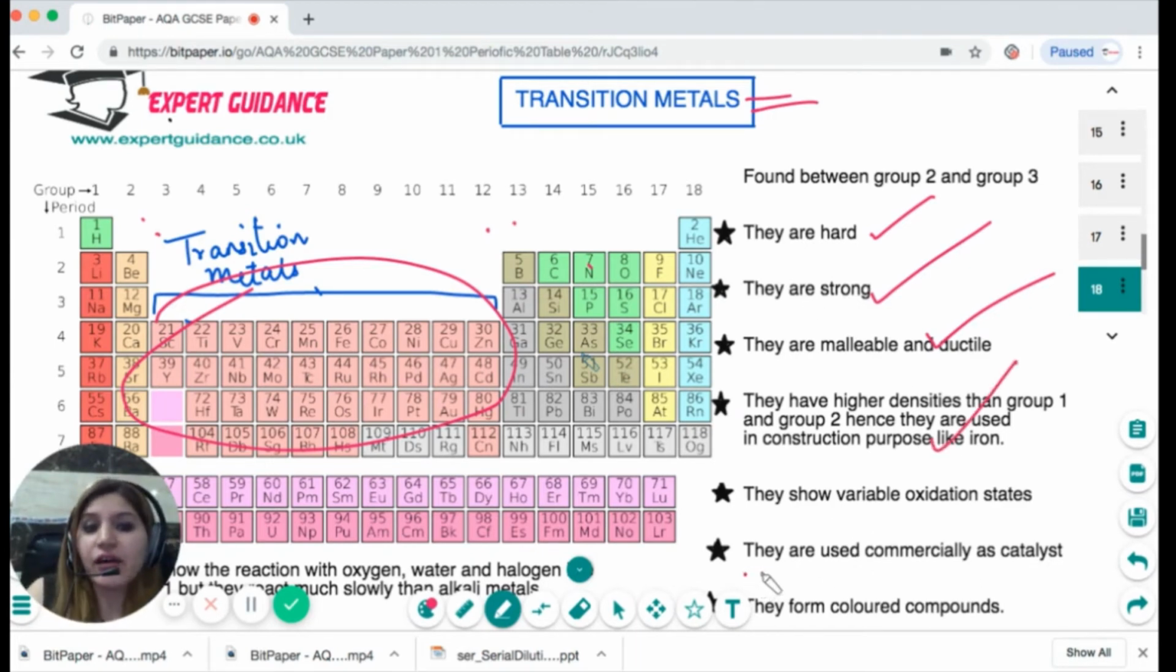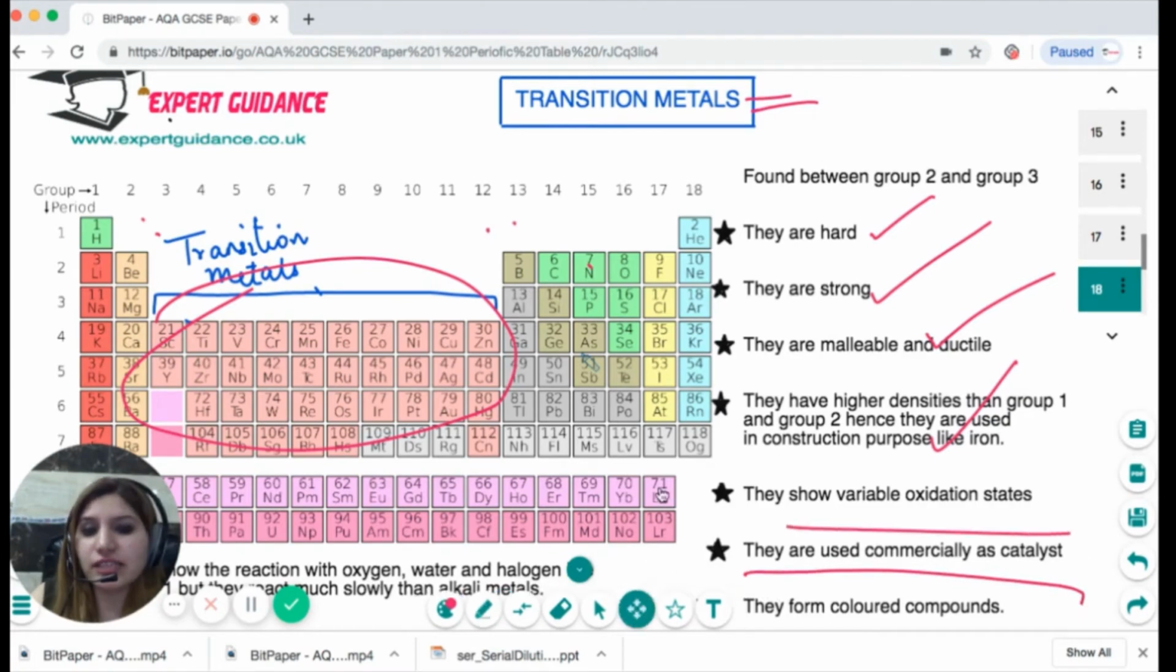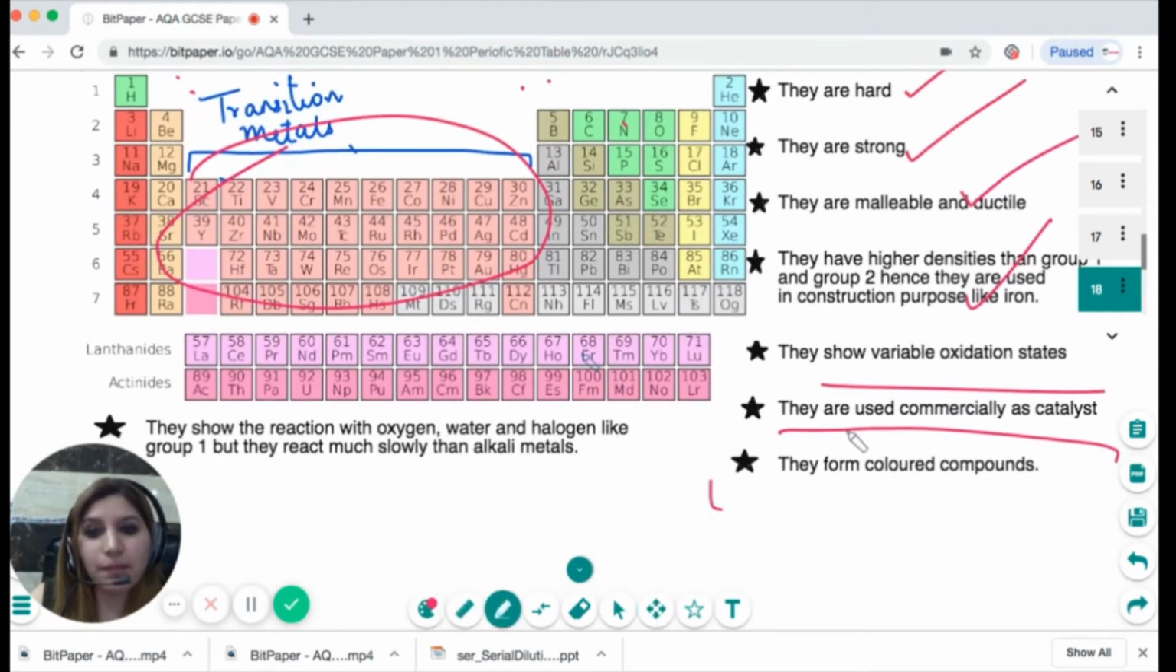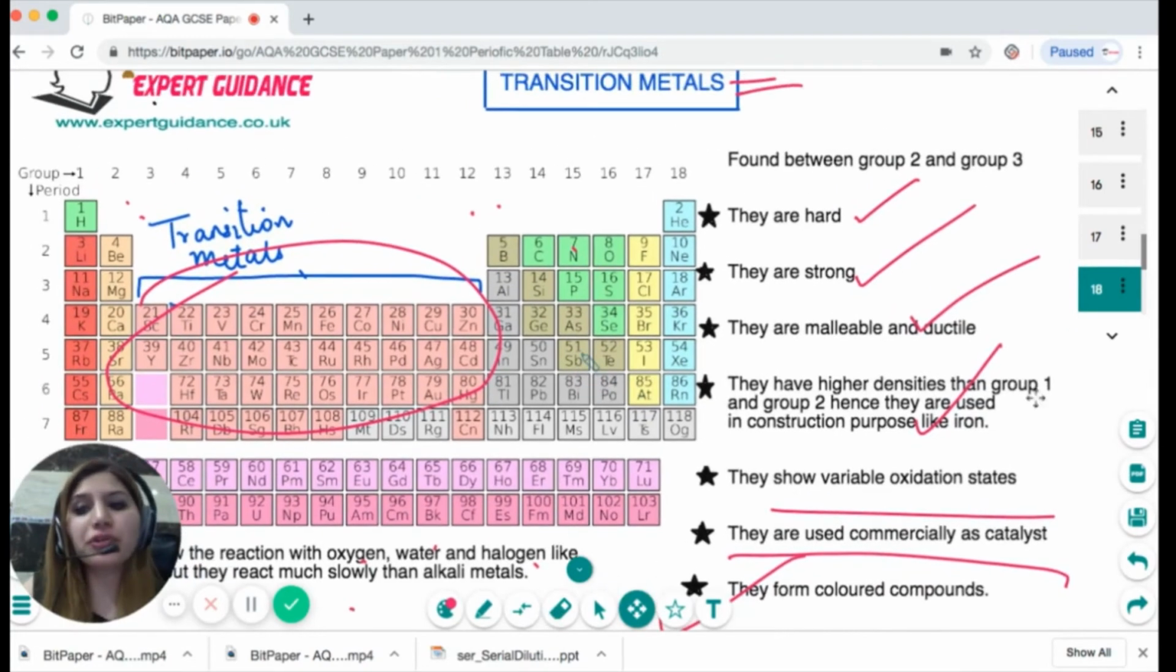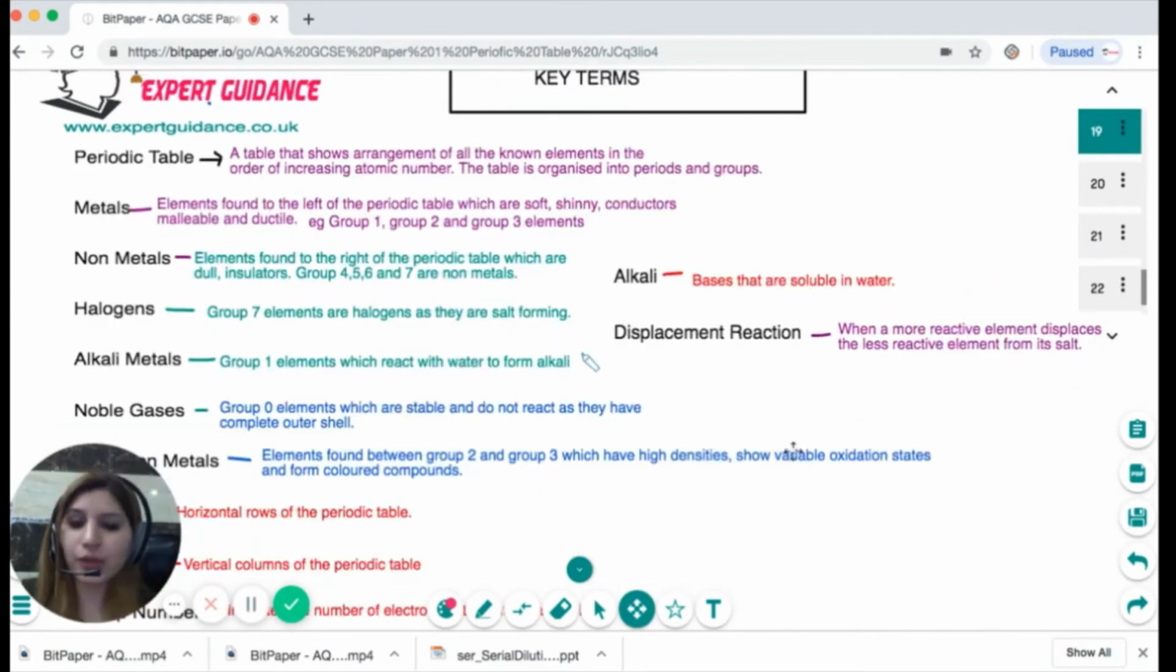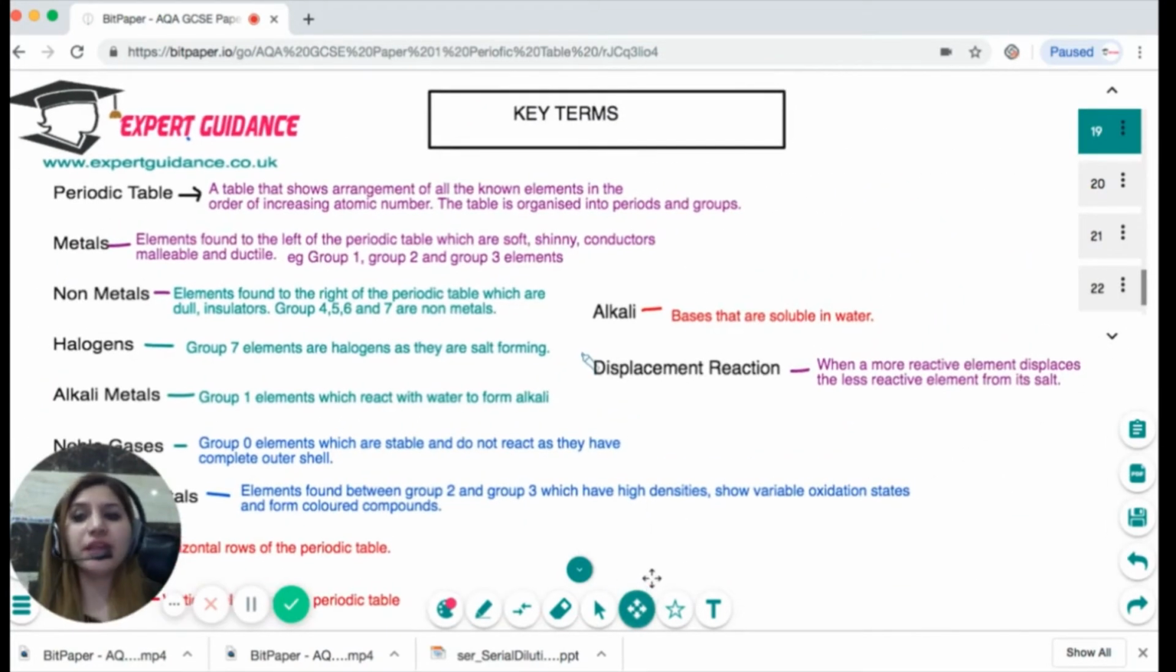They are used commercially as catalysts. They show variable oxidation states. They form colored compounds, okay? And they show reactions with oxygen, water, and halogens like group 1, but they react slowly, so they do not corrode easily, okay? So I hope the periodic table is clear to you.